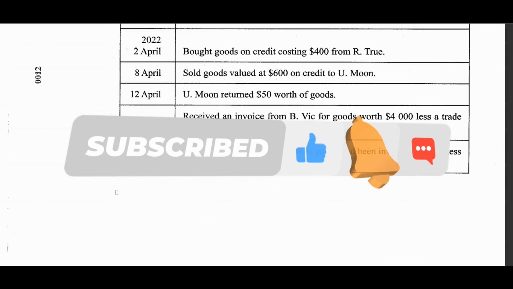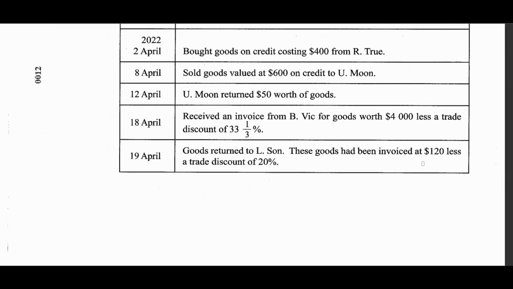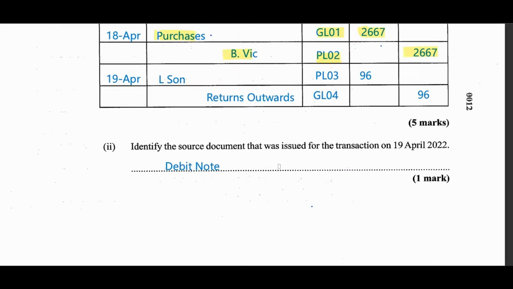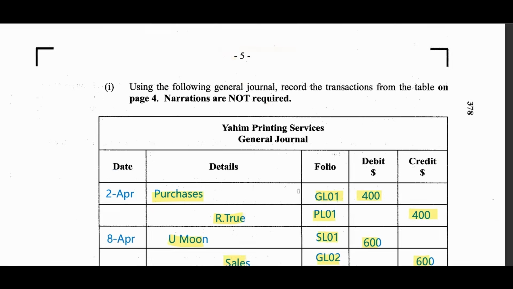And finally, the very last transaction here, goods returned to Elson. These goods have been invoiced at $120 less a trade discount of 20%. These are goods being returned by us, therefore this is returns outwards, and this is our supplier that we are returning goods to. So the proper entry should be debit Elson and credit returns outwards. Again, supplier, therefore Elson is PL03, and returns outwards will show up in our general ledger, hence GL04. And again, the amount less the discount works out to be $96. There you go, guys.